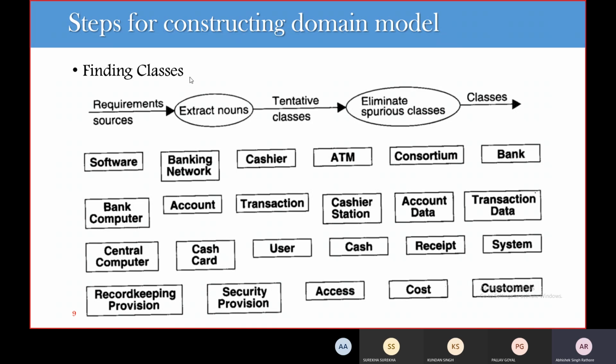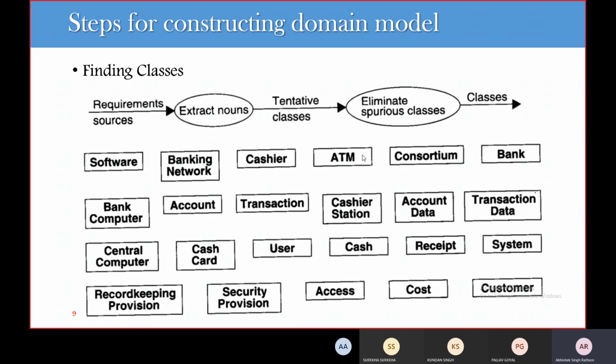Let's say we are developing an application for a banking system, so we'll identify different nouns. So this is software, banking, cashier, ATM, consortium, and all those things are usually supposed to be different classes. While identifying all those classes, we have to focus on objects. These objects may include physical entities, like houses, person, machine, as well as other classes, like trajectories, seating assignments, or payment schedules.